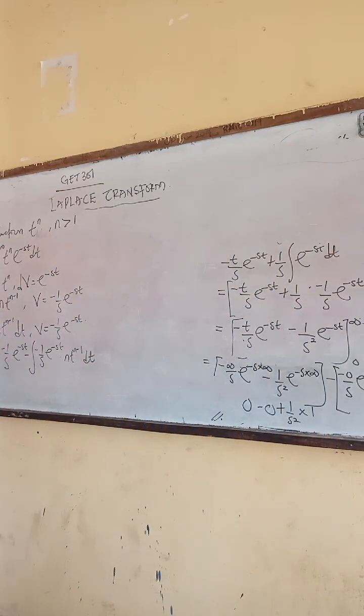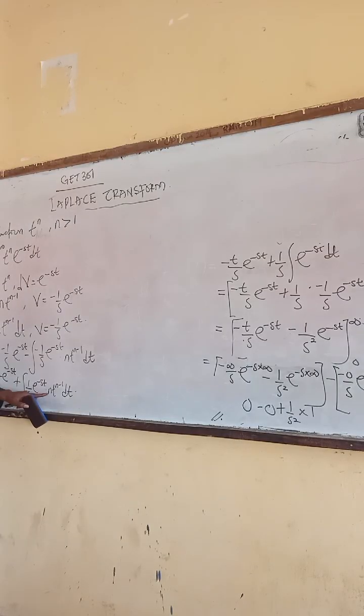So from this place, you are going to have minus 1 times this one. You are going to have minus t raised to power n over s, exponential minus st. This minus with minus, take it out. You have plus the integral from 0 to infinity of 1 over s, exponential minus st, times n t raised to power n minus 1 dt.